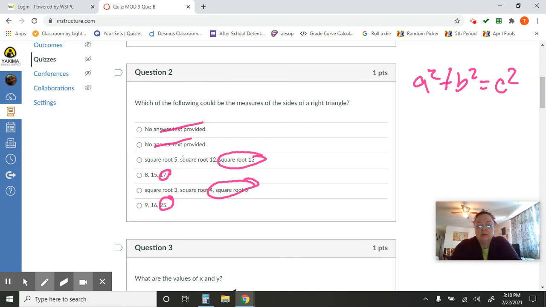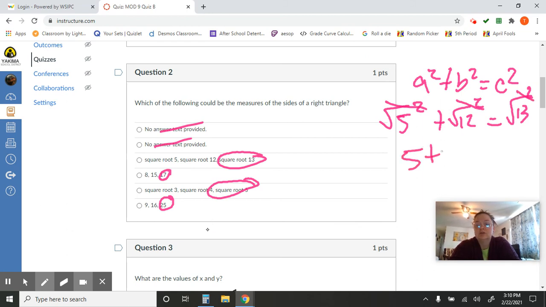So when you write it out, for example, square root 5 squared plus square root 12 squared equals square root 13 squared, the squares cancel out the square roots. 5 plus 12 equals 13. So 17 equals 13. That doesn't work because 17 is not equal to 13. So we know that's not the answer. And you would do that for the other three choices as well until you found the one that ends up with something equal to itself. And then you would have your correct answer.